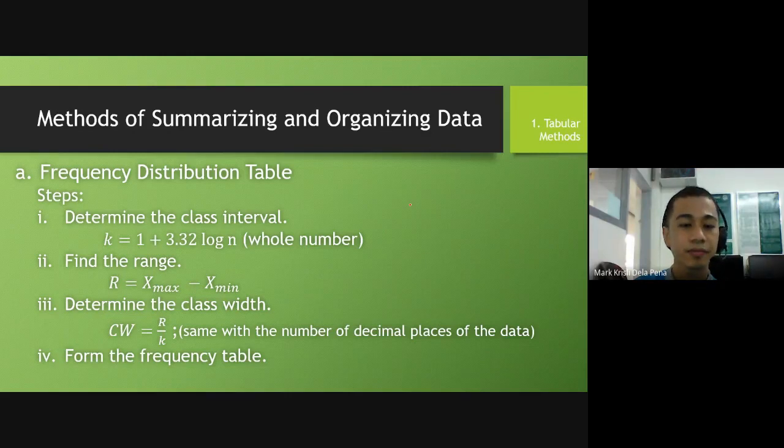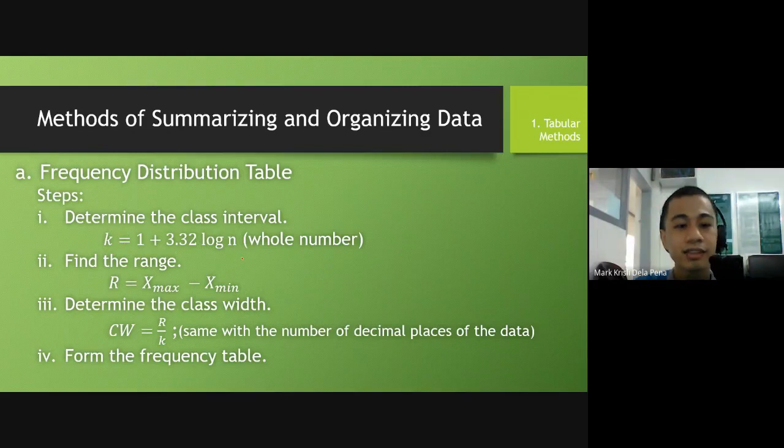But for this course, we will be using this formula. Though the other formulas are also correct, for us, we will be using this formula. We have k is equal to 1 plus 3.32 times log of n. And we have to express it in whole number. Why? Because this refers to the number of class intervals.